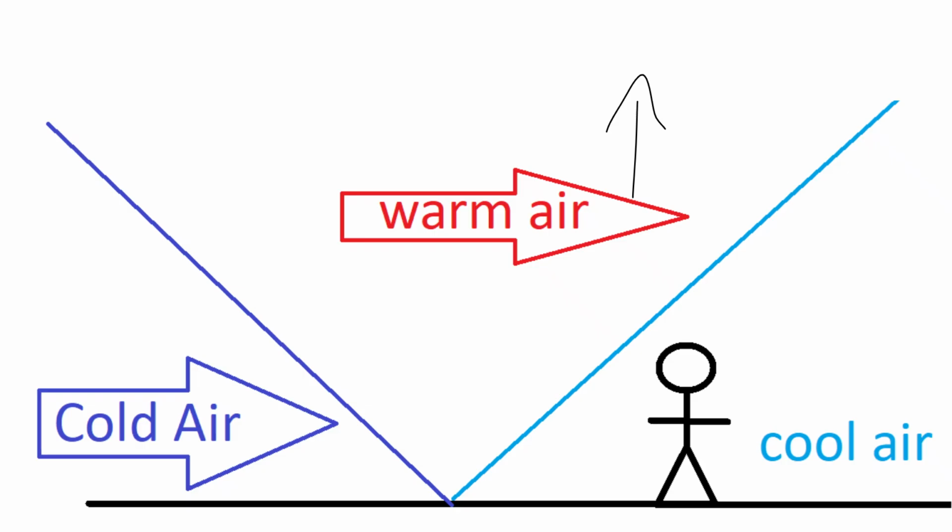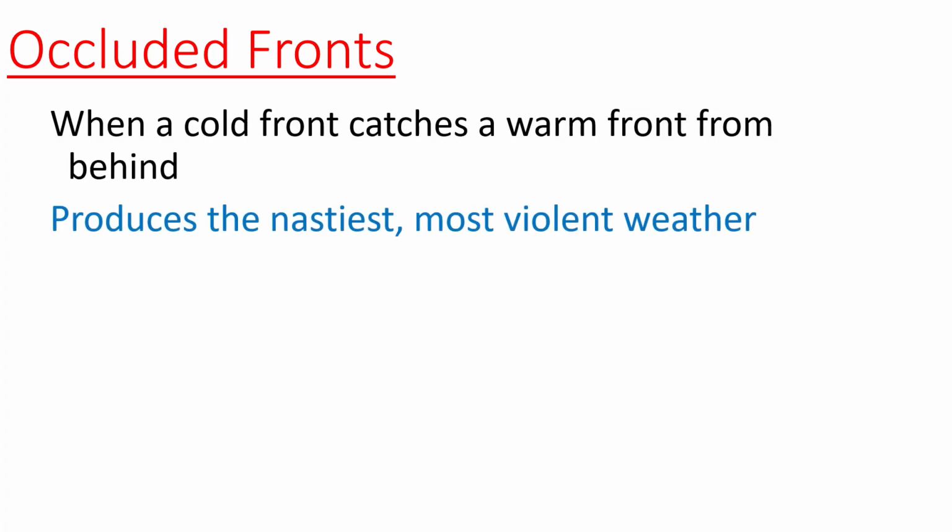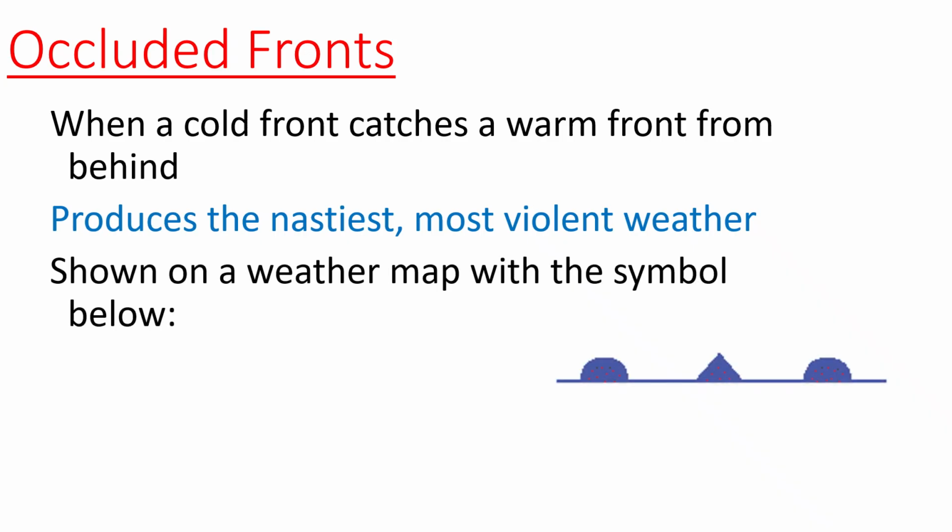This is a special type of front called an occluded front. An occluded front is when cold air catches a warm front from behind. And this is the nasty type of front. This is when we get a lot of action going on. This is where you get really violent weather, along these occluded fronts. They're shown on the weather map with this symbol. It's kind of purplish, but the symbols are drawn on the same side because it indicates that both sets of air are going the same direction. These are the types of fronts that give us our tornadoes or our worst, nastiest type of weather.